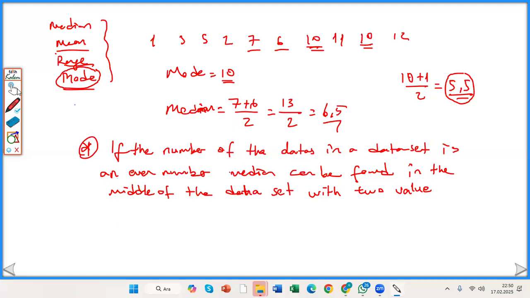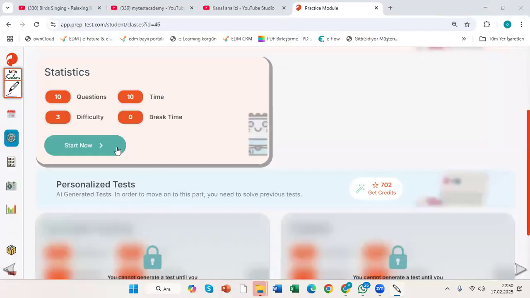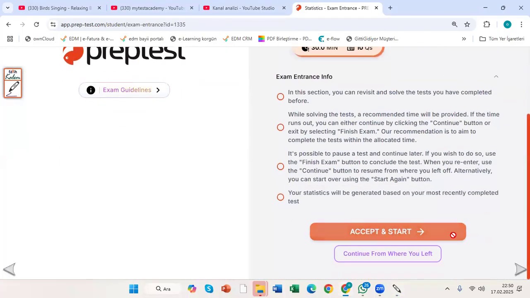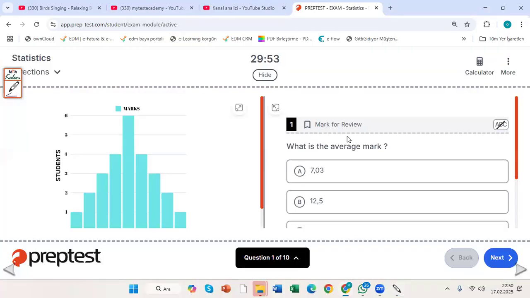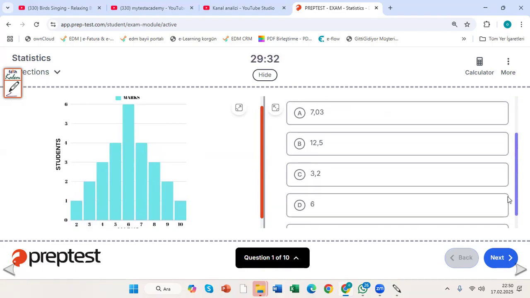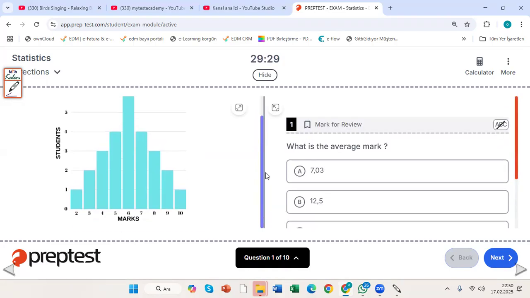Okay, so let me show you some applications of that subject on questions. So let's look at the questions of statistics right now. Here is a graph. When we look at that graph, we are asked to find the average mark. As far as I see, there is no explanation.